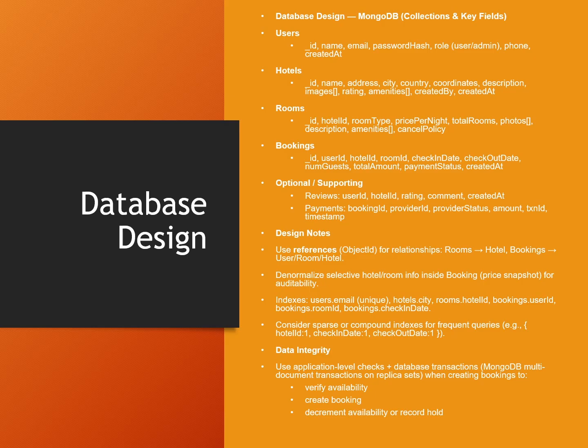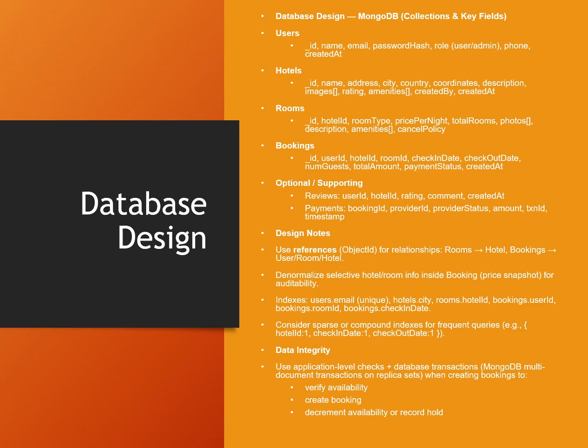To make the booking process auditable and resilient to future price changes, I denormalized the price into the booking document at creation time. For common queries, I added indexes like a unique index on users.email, an index on hotels.city for search, and on booking.roomId and date fields to speed up availability checks.